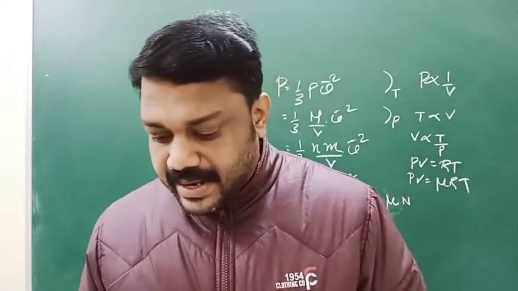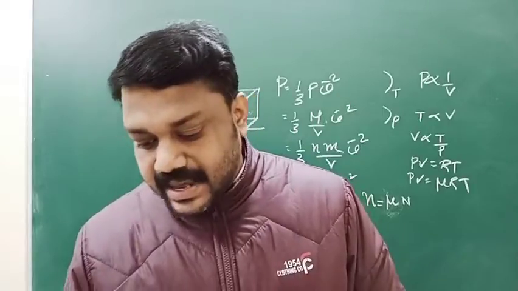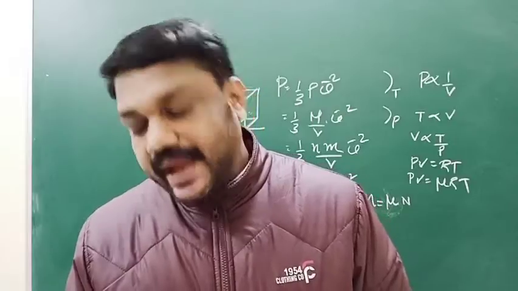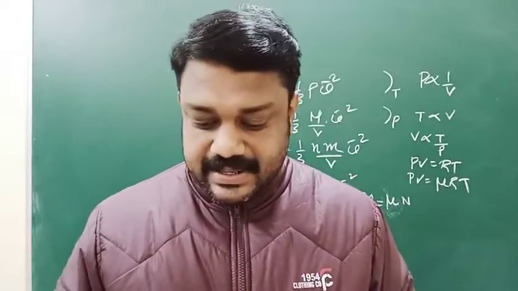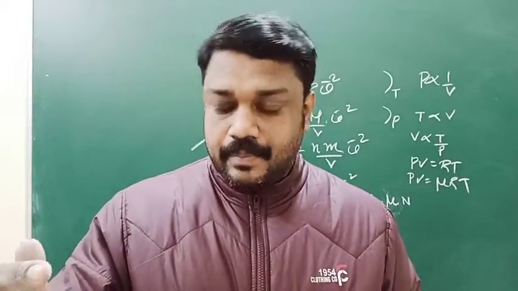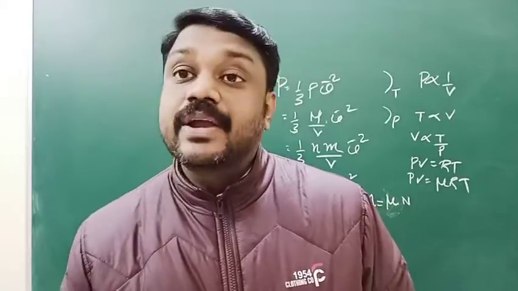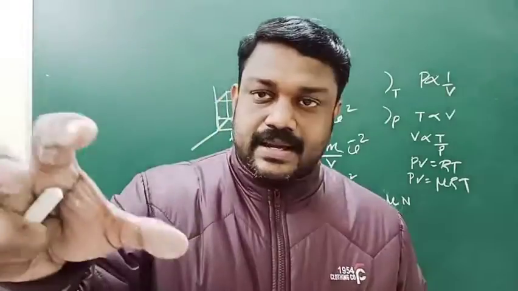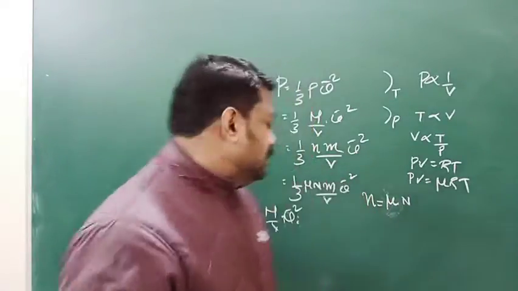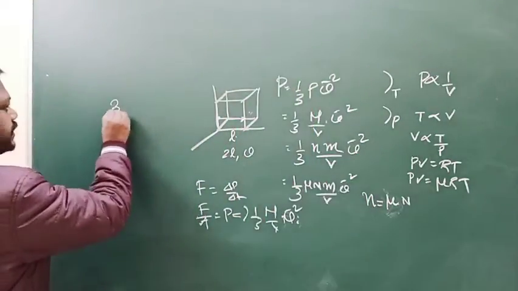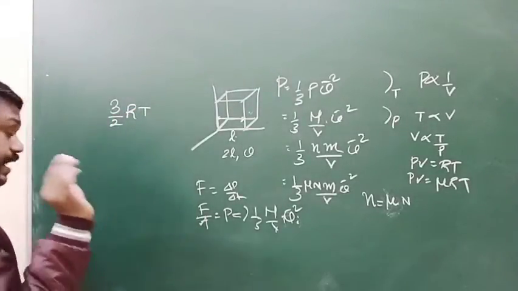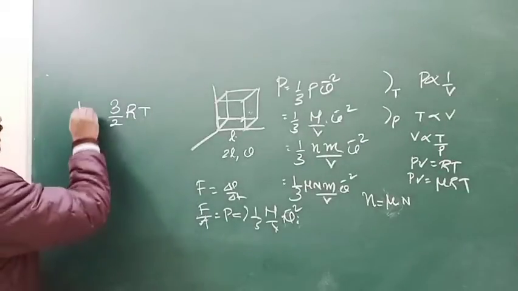Then the relation between temperature and molecular kinetic energy. Kinetic energy is given by 3 by 2 kT. Average kinetic energy of a molecule is given by 3 by 2 kT. And the kinetic energy of a gaseous system is given by 3 by 2 RT. There you have that relation. The kinetic energy of 1 mole of gas is 3 by 2 RT.